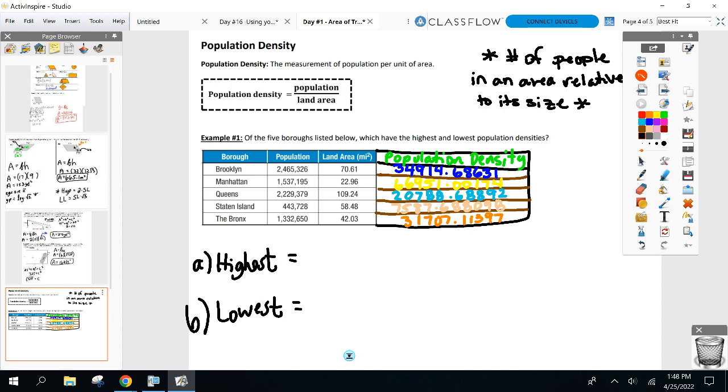Highest? Manhattan, yep. And the lowest population density out of the 5? Staten Island.